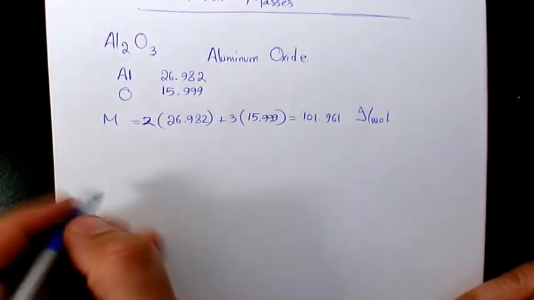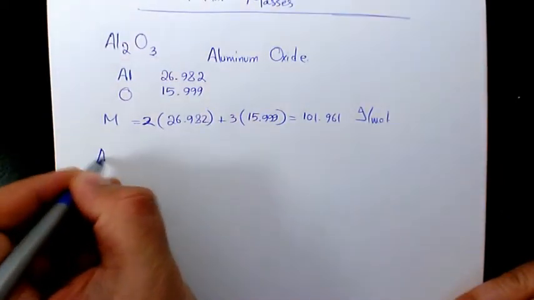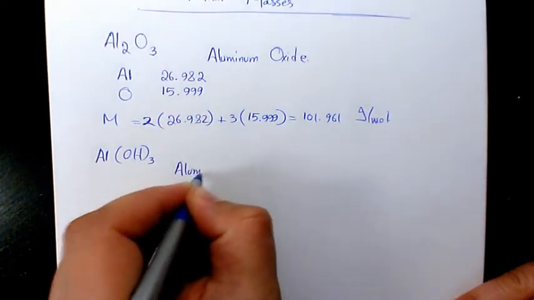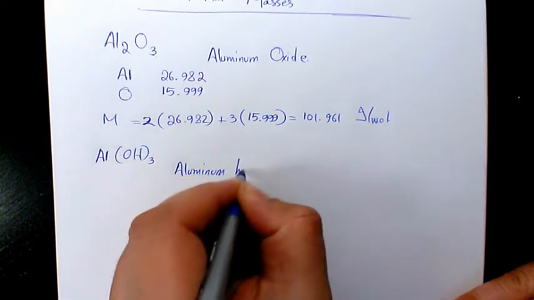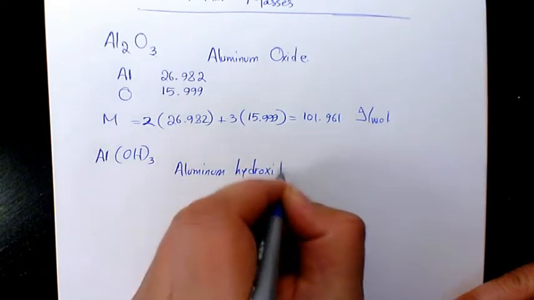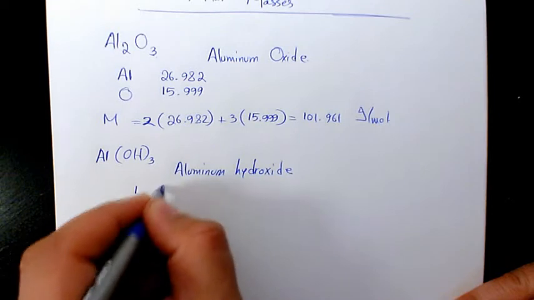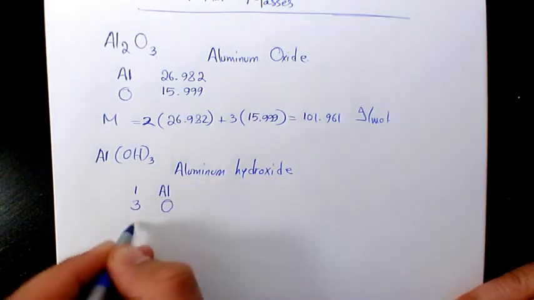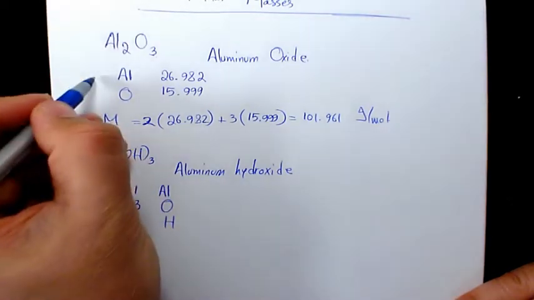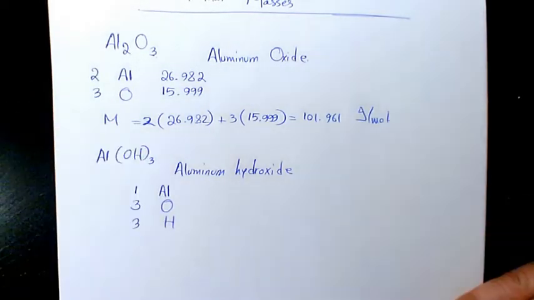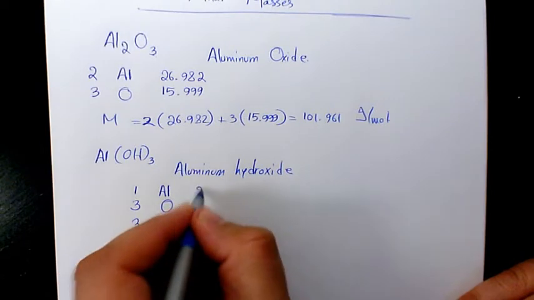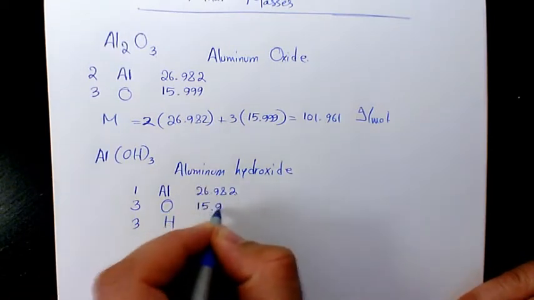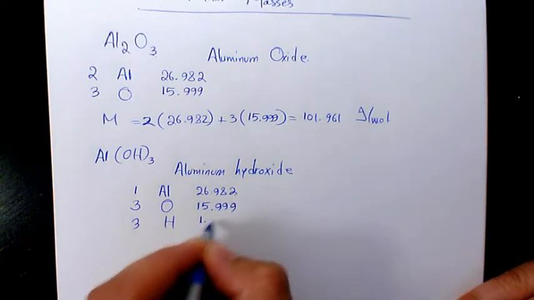Next one is Al(OH)3, which is aluminum hydroxide. You have 1 atom of Al and 3 atoms of oxygen, 3 atoms of hydrogen. In the previous one we had 2 and 3. So that's 26.982 and 15.999, and hydrogen is 1.008.